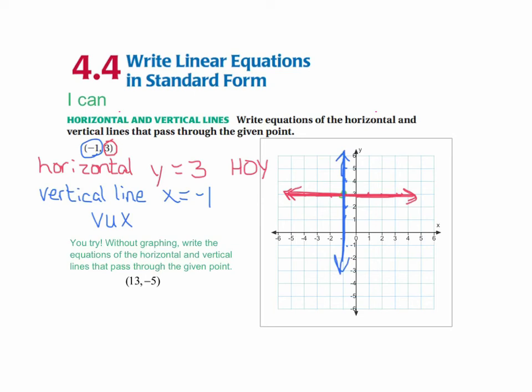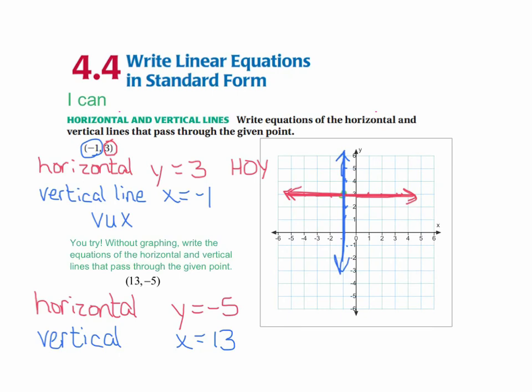Okay? Now, I've given you a point down here. I've given you the point 13, -5. I want you to do this without graphing. I want you to write the equation of the horizontal line and the vertical line that goes through this point. All right? Pause the video, then turn it back on and check your work.